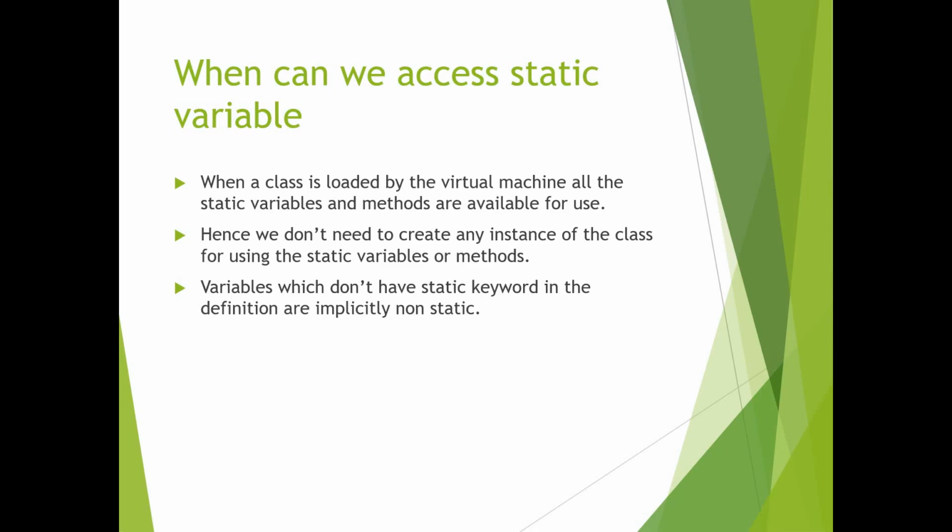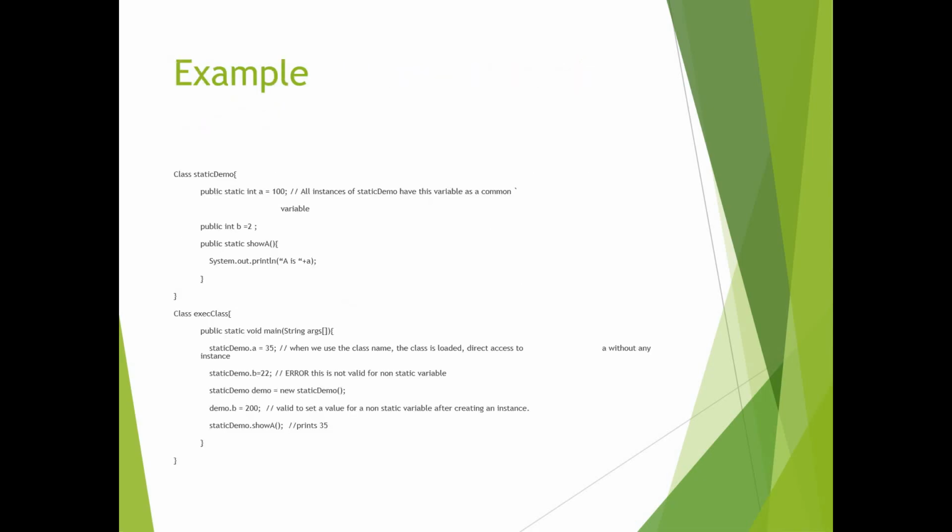Variables which don't have the static keyword in the definition are implicitly non-static. So this is an example here. A is a static variable because it has the static keyword, and here I am going to display the value of A. I am going to access and initialize the static variable using only the class name, so we are not using any object here. We are directly doing it by using the class name.